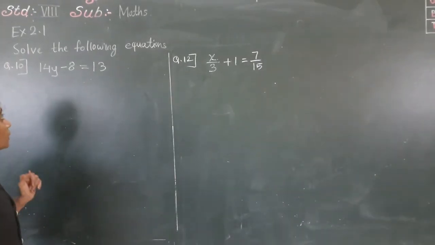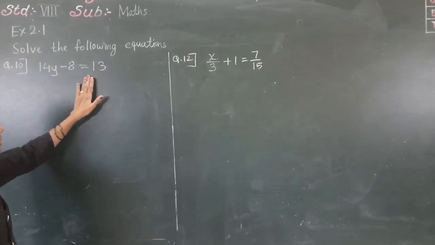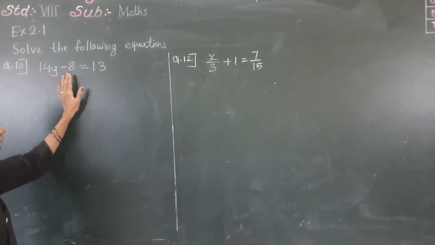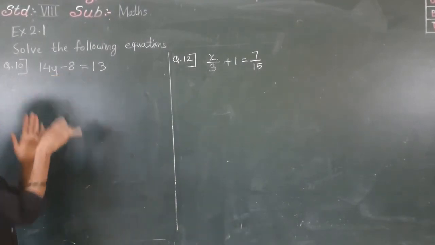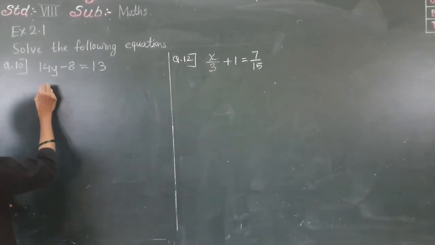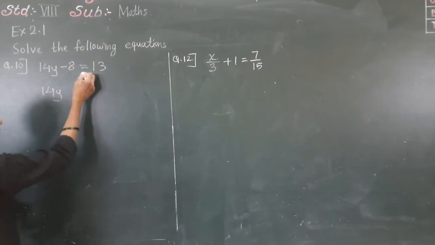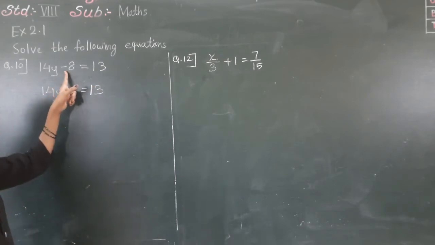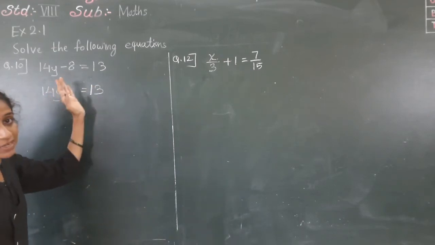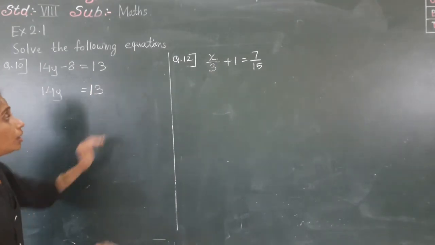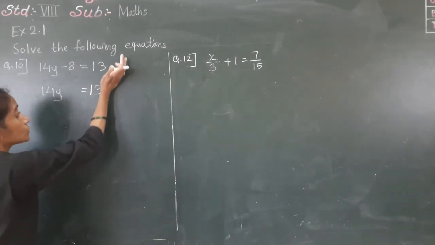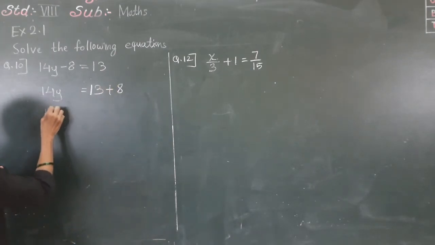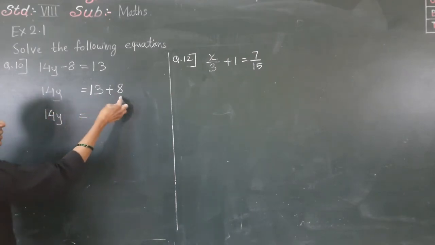Let's solve now question number 10. 14y minus 8 is equal to 13. Now see here, which is alone? 8 is alone, and this 14 is with the variable. So first we will transfer 8 to the right hand side. So 14y we write as it is, the equal to sign as it is, and 13 as it is. Now 8 on the left hand side is minus. If we transfer it to the right hand side, it will become plus. So 13 plus 8. Now 14y as it is, equal to 13 plus 8.